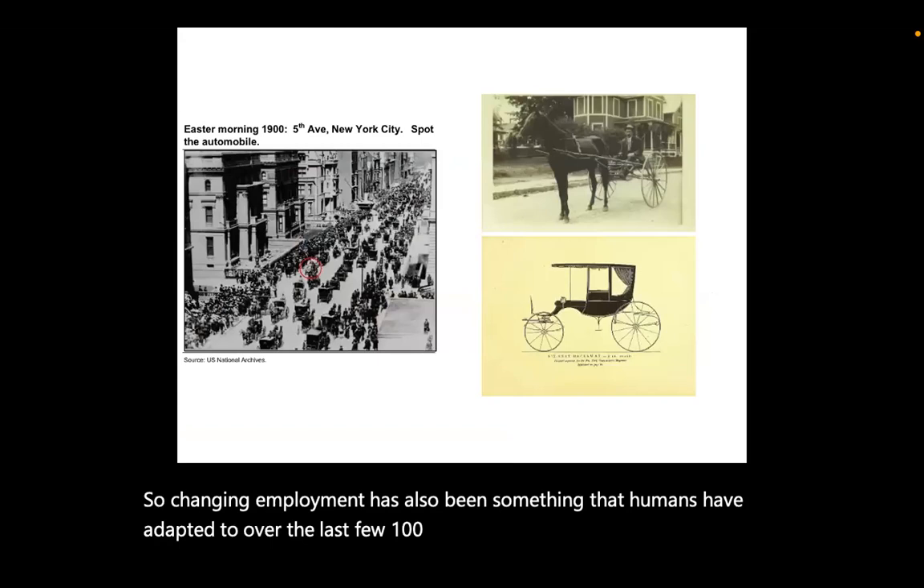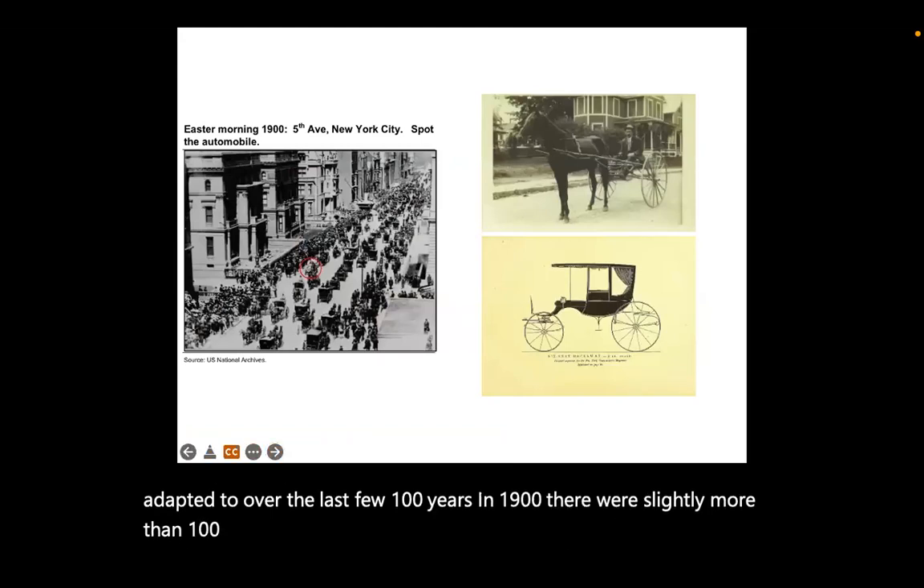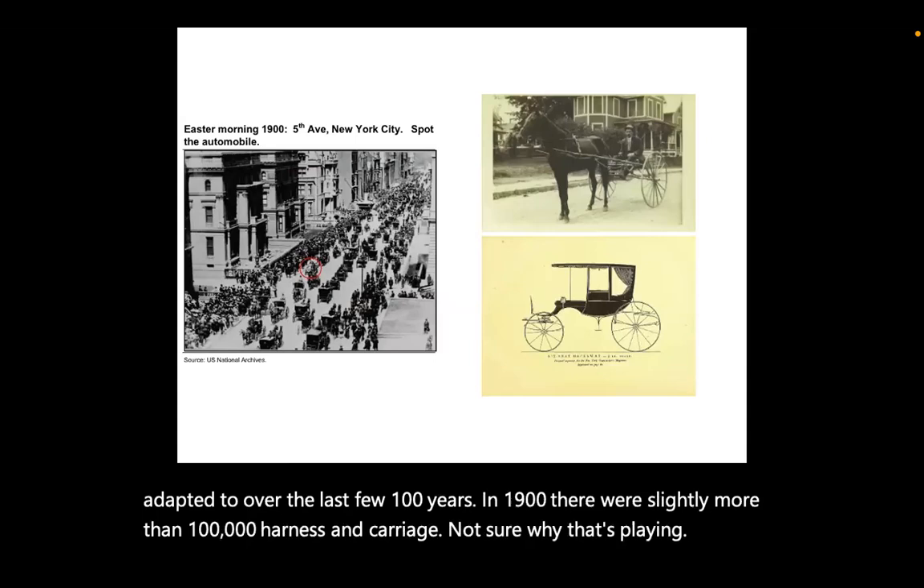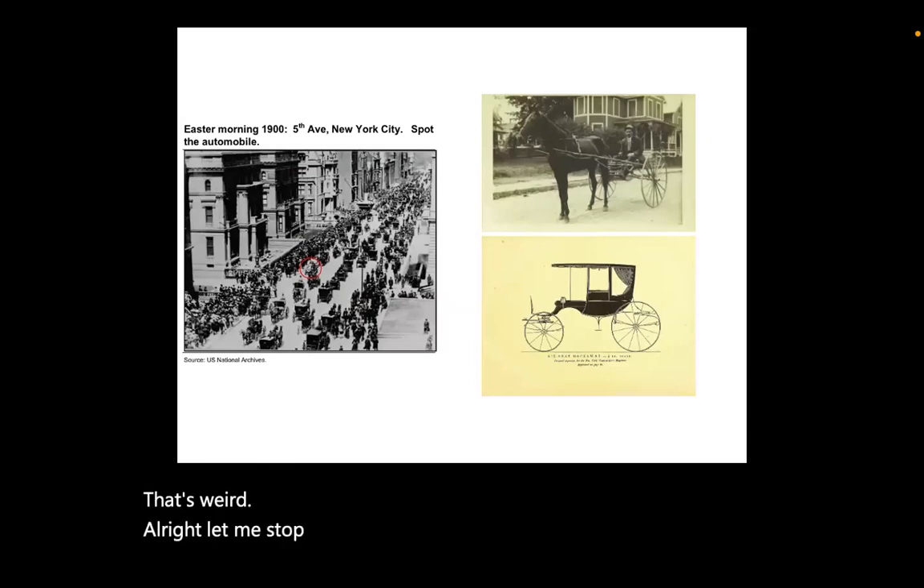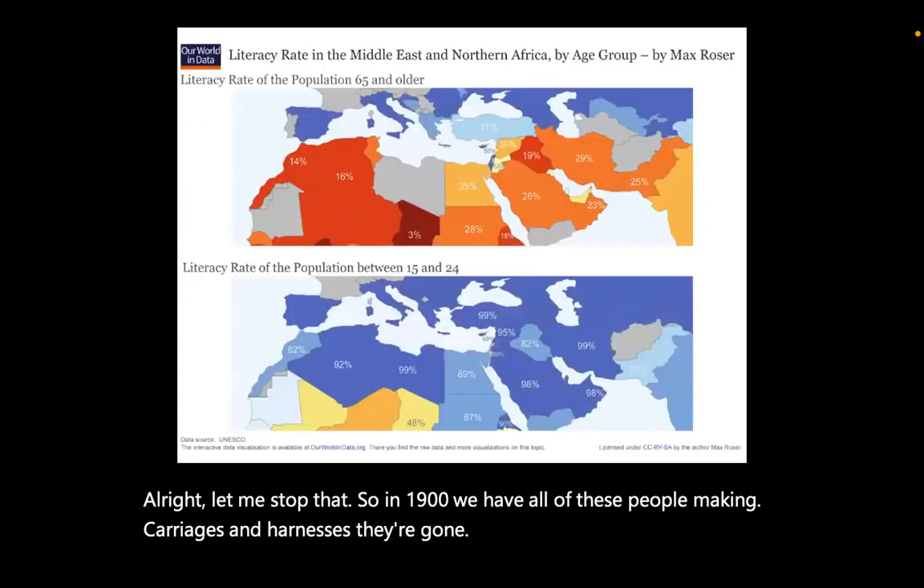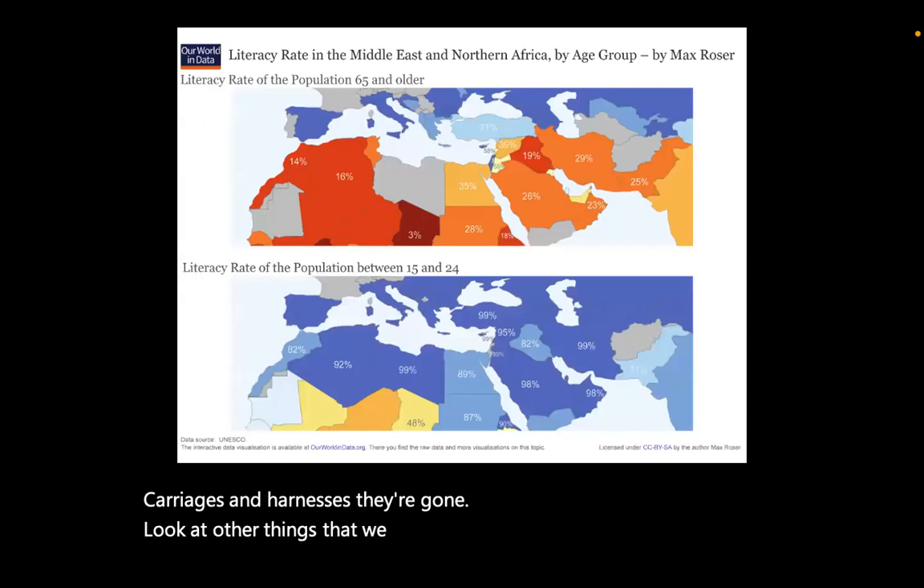In 1900, well, there were slightly more than 100,000 harness and carriage. Not sure why that's playing. That's weird. All right, let me stop that. So in 1900, we have all of these people making carriages and harnesses. They're gone.